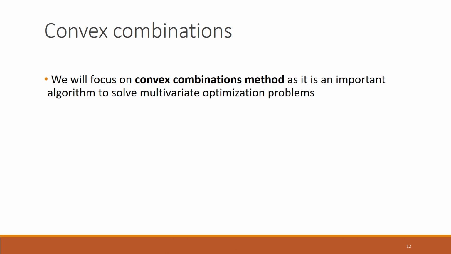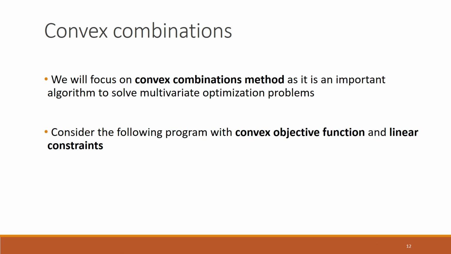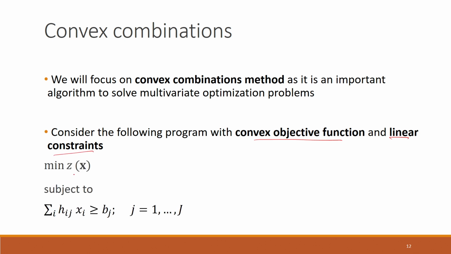So here in this discussion, we will be focusing on convex combination methods, as it is an important algorithm to solve multivariate optimization problems. So consider the following program with a convex objective function and linear constraints. Suppose we want to minimize this, subject to these. Here this function z(x) is a convex function and these are linear constraints. As you can see, there is summation hij xi, where hij are constants, and again bj here are constants.